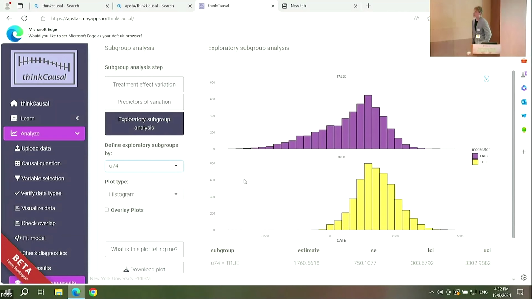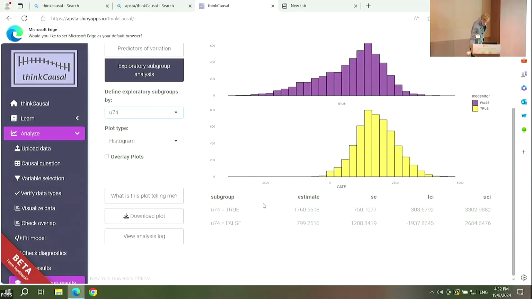And now it's broken up our average treatment effect, conditional on whether you're unemployed in 1974 or not. Notice now the x-axis becomes the CATE, the conditional average treatment effect that I talked about during the talk today. And if I scroll down and look at the effects, we'll see that folks who are unemployed in 1974 have a much bigger impact from this intervention than the folks who weren't.